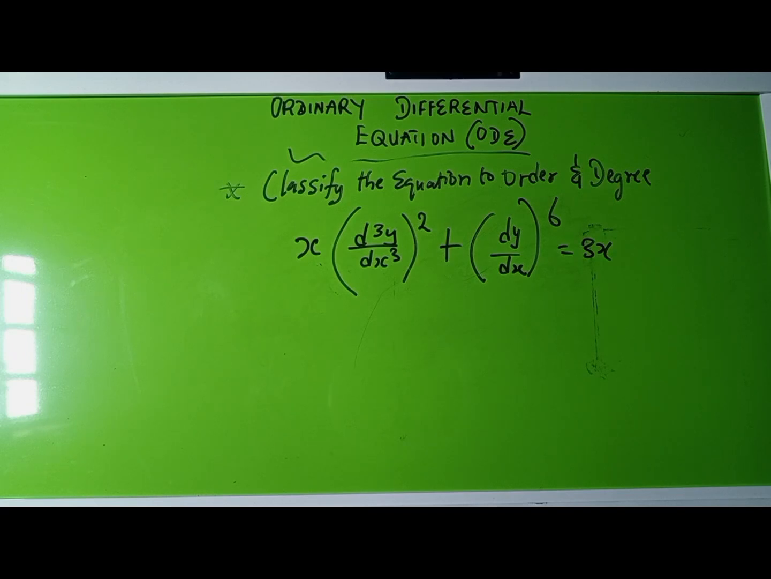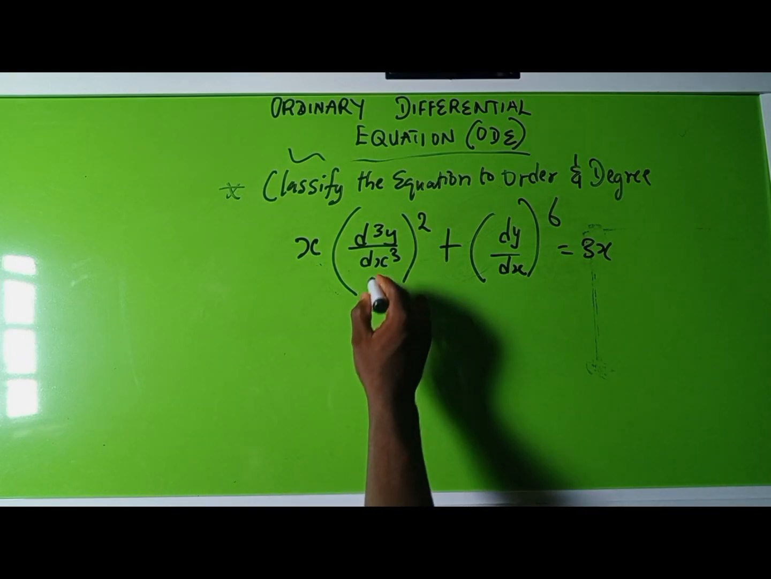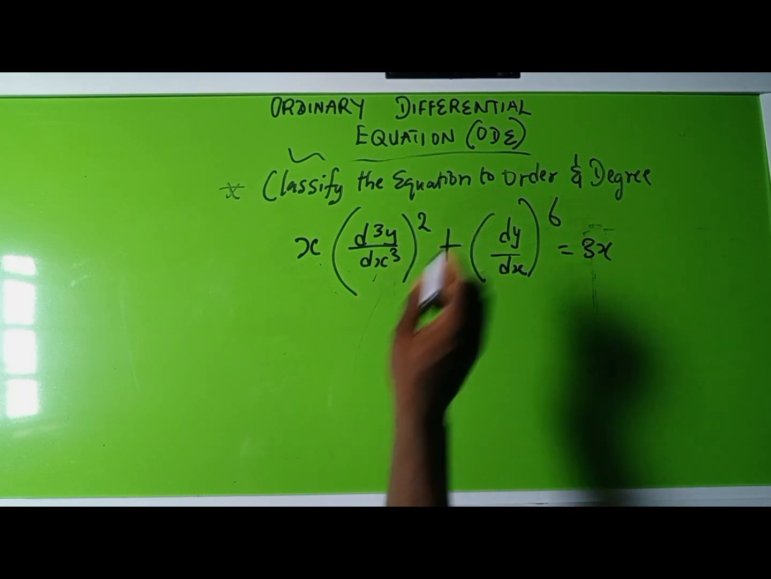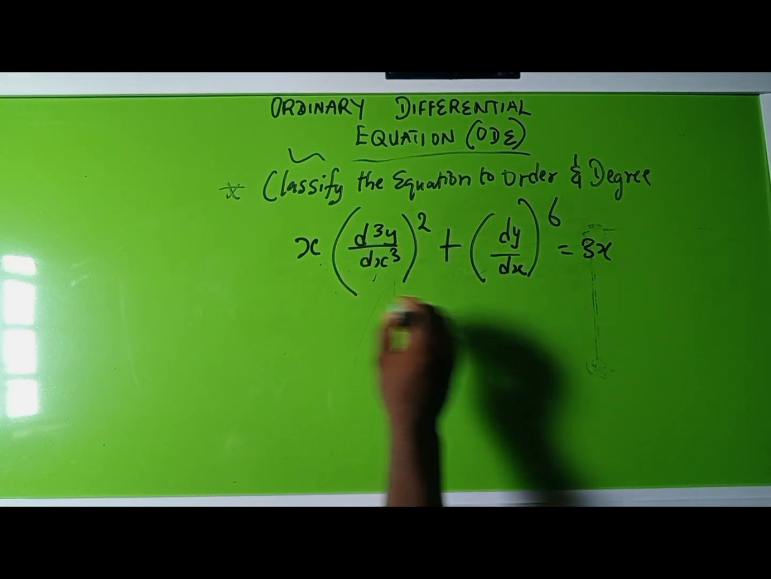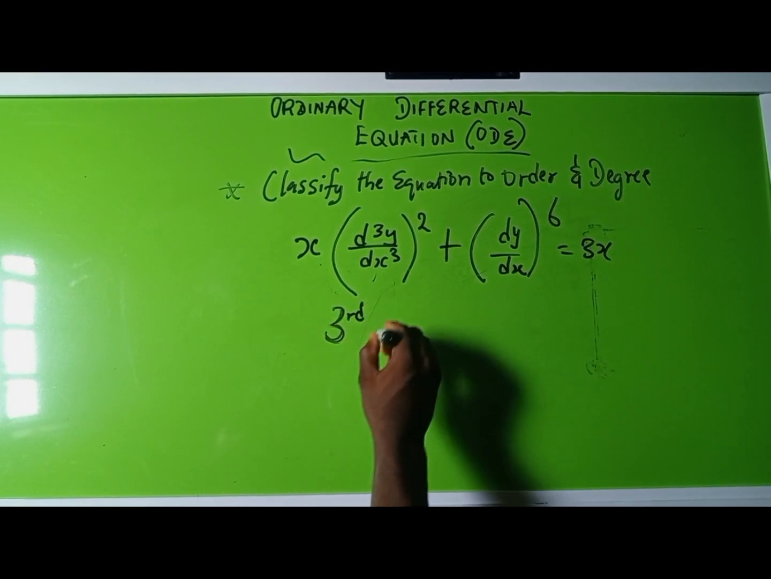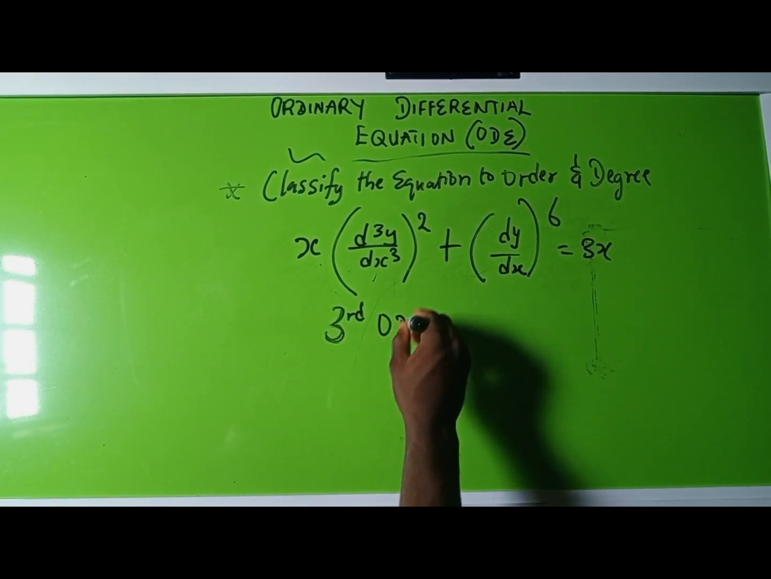Looking at the equation, the first thing you do is classify your equation by order before classifying it by degree. Now, what is the order in our equation? I told you an order is the highest derivative in an equation. Now, what is the highest derivative in the equation? This is the highest derivative. We have the third derivative. So how do you classify it? Our derivative, which is the order, is the third order.